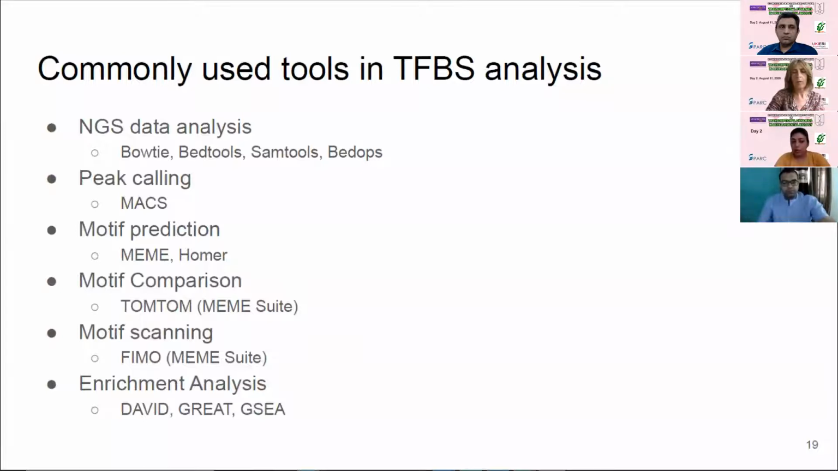Then if you want to predict the motif of a specific transcription factor, you can use MEME or Homer. And for motif comparison, I use TomTom. If you have motifs from different genomes and you want to compare which motif from one genome is most similar to the motif from another species of your interest, then you can compare those motifs. And for motif scanning, if you have DNA and a motif and you want to know where that motif lies on the DNA, then you can use FIMO.